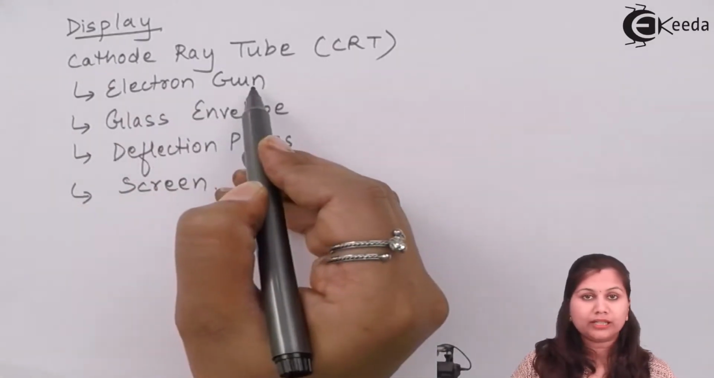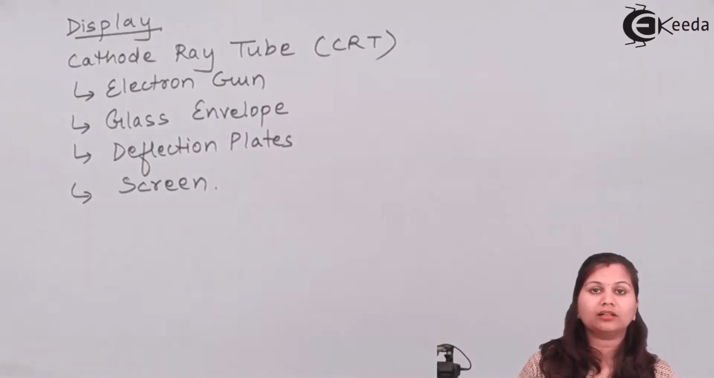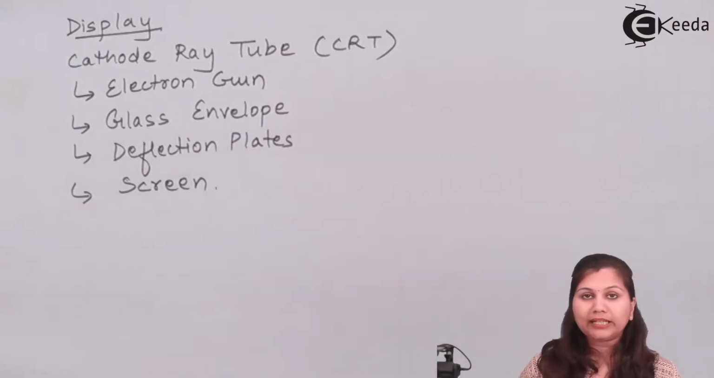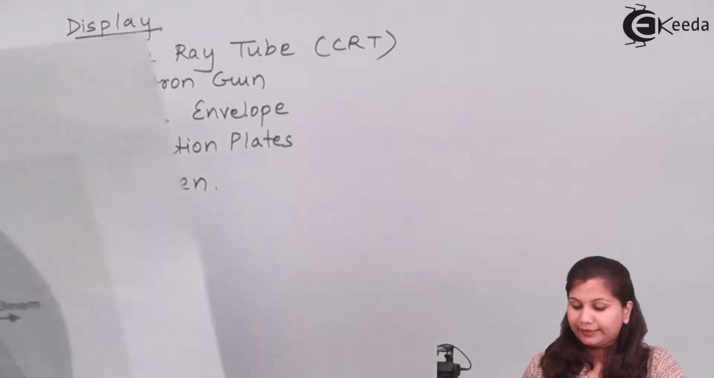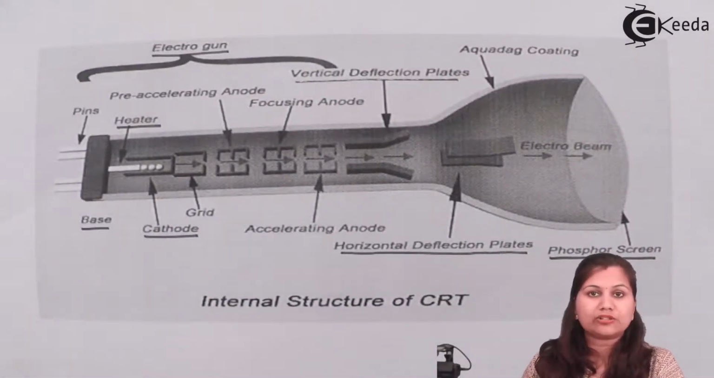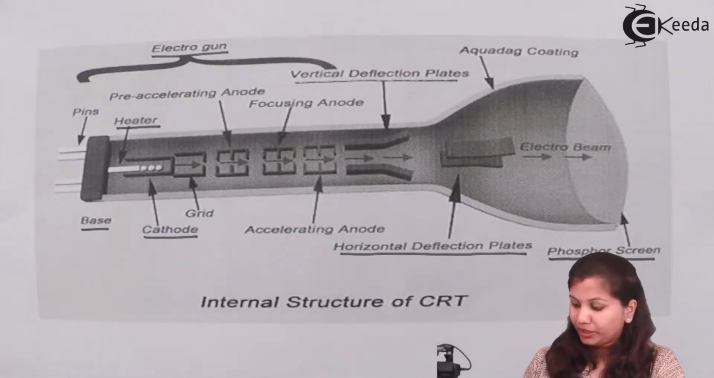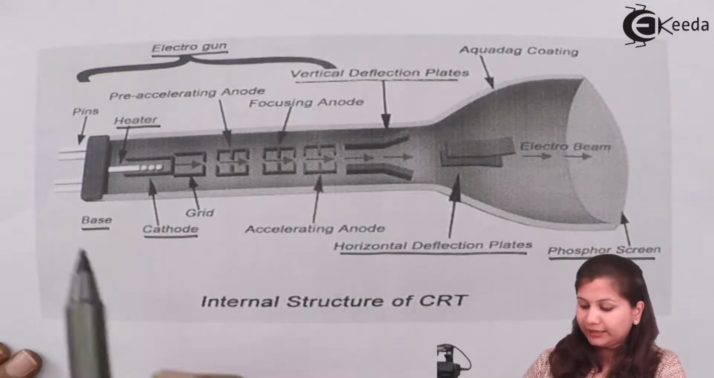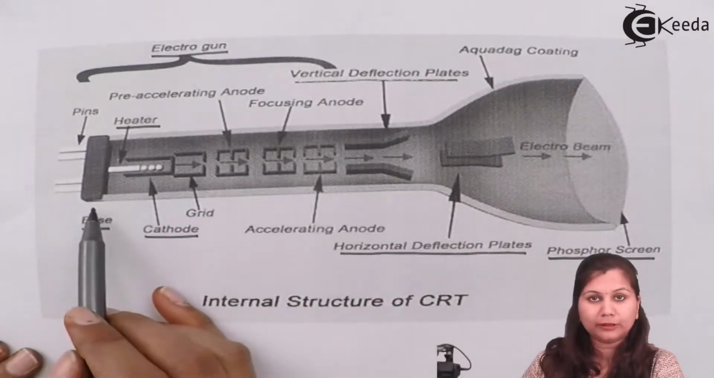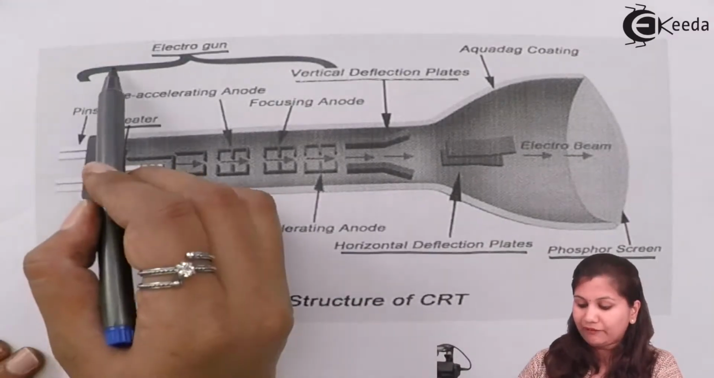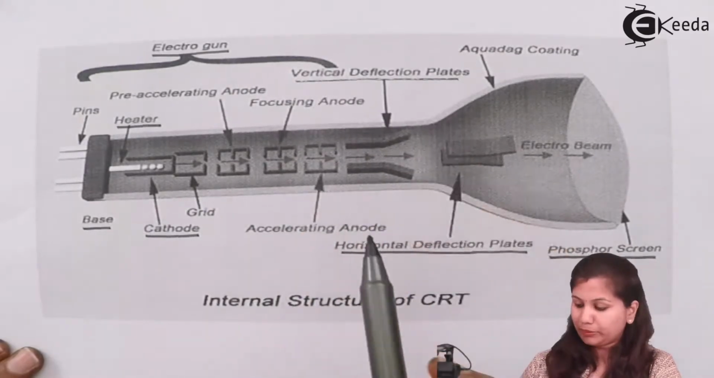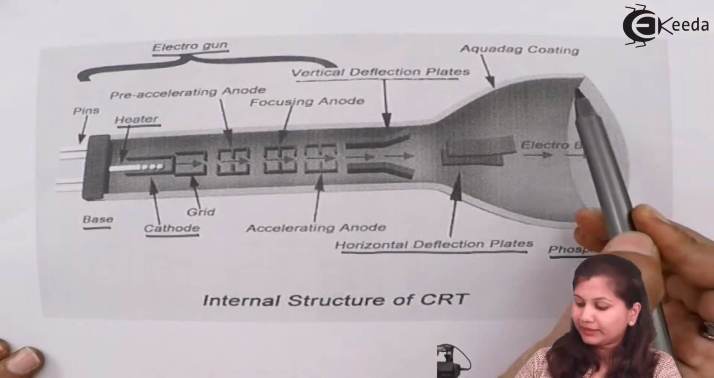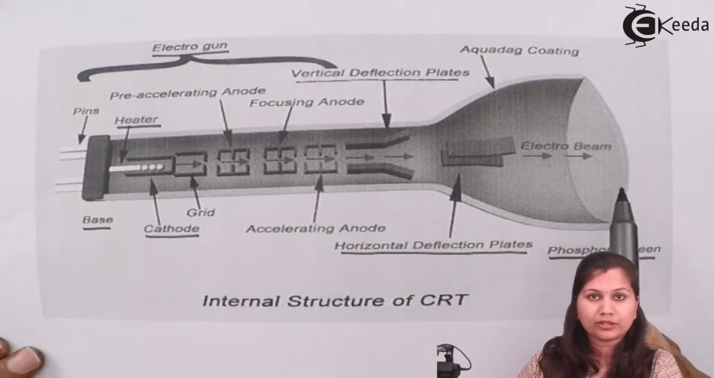Now what the electron gun is doing, it is producing the beam of electrons. In the electron gun also we are having different parts. So let us understand this with the help of the diagram which is showing the internal structure of the cathode ray tube. Here you can see that the CRT consists of a glass envelope, and in this glass envelope we are having the electron gun, the deflection plates, vertical deflection plates and horizontal deflection plates, and then we are having the phosphor screen.